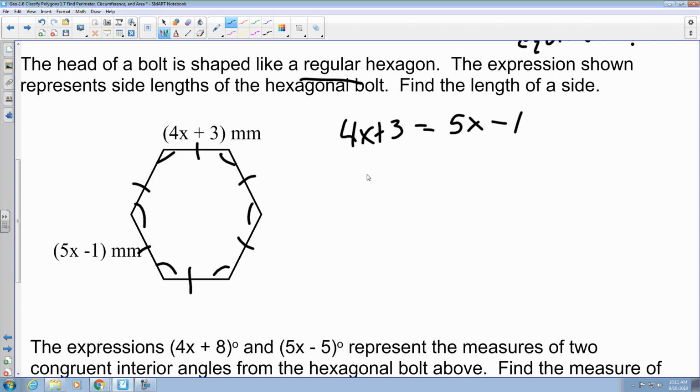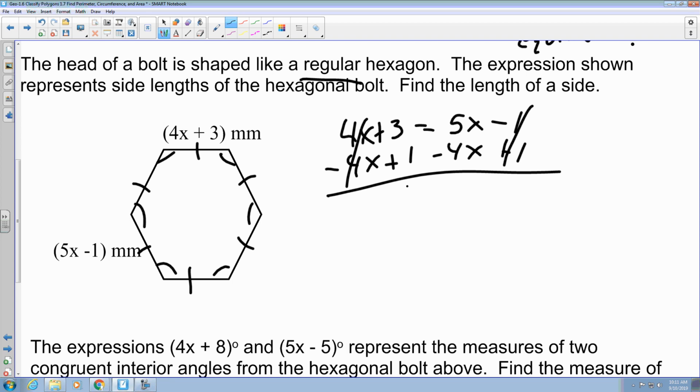So we set them equal to each other. Subtract 4x from both sides. I'm going to add 1 to both sides. This cancels. This cancels. I'm left with 4 equals x. But they want us to find the length of the sides, so we plug 4 in for x. It actually does not matter which one you choose. So if I went with the top one, I got 4 times 4 plus 3. 4 times 4 is 16. 16 plus 3 is 19. So it's going to be 19 millimeters.